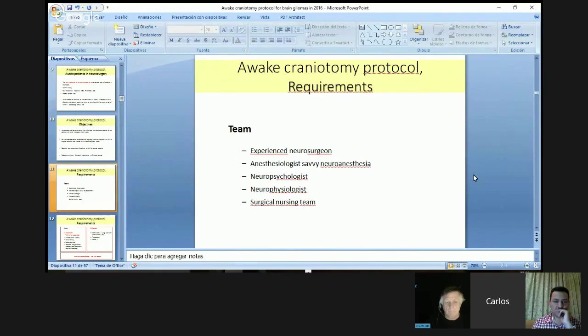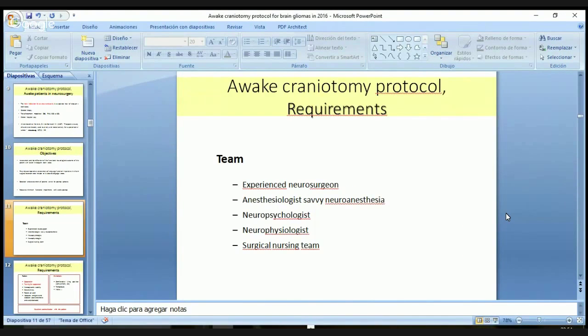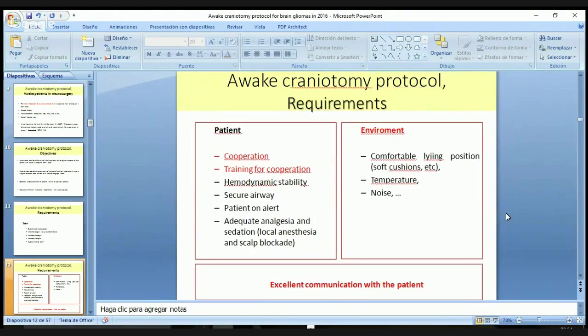We require for these kinds of surgeries a good team with an experienced neurosurgeon, an anesthesiologist with neuroanesthesia training, a neuropsychologist, and a good surgical nursing team.